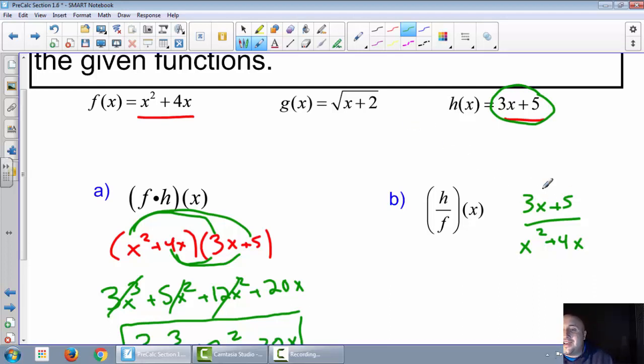At the top, there's nothing that they share in common. The bottom terms each have an x. But when I take an x out, I get x plus 4, so there's really nothing to cancel here. If there's nothing to cancel, nothing to simplify, then you're just done. 3x plus 5 divided by x squared plus 4x. Okay, so that's how you divide. So we're just adding, subtracting, multiplying, dividing functions together. It's really that simple.